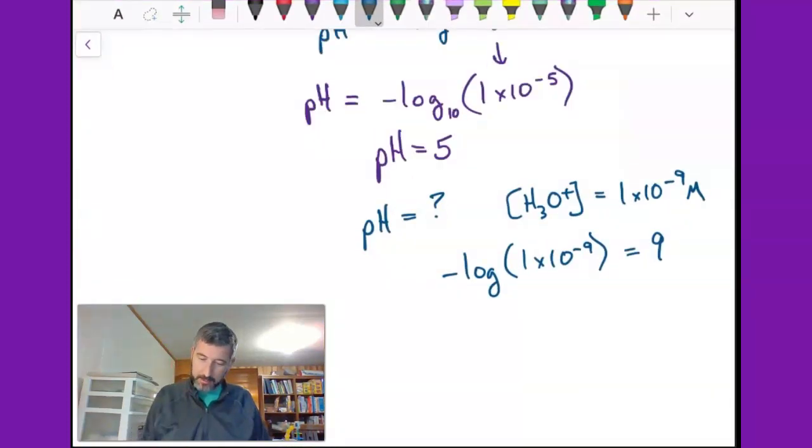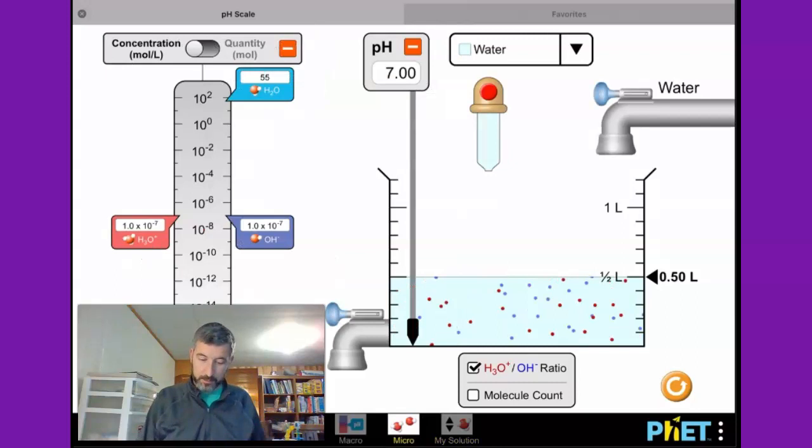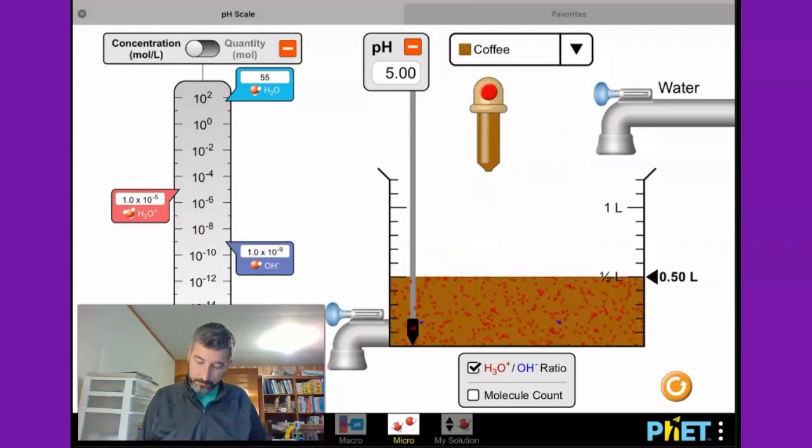I want to look at the PhET simulation so you can just kind of see what this looks like for real substances. So if I look at, let's go back to, we got water. You can see the hydroniums and the hydroxides are more or less equal here, right? The red and the blue. If I go ahead and change this into, let's say, coffee, you can see that the red has gone way up and the blue has gone way down. In the picture, there's only 2 dots. In reality, of course, there would be a lot more molecules, but there's still a really low concentration of hydroxide and a much higher concentration of hydronium, which is why this is acidic.